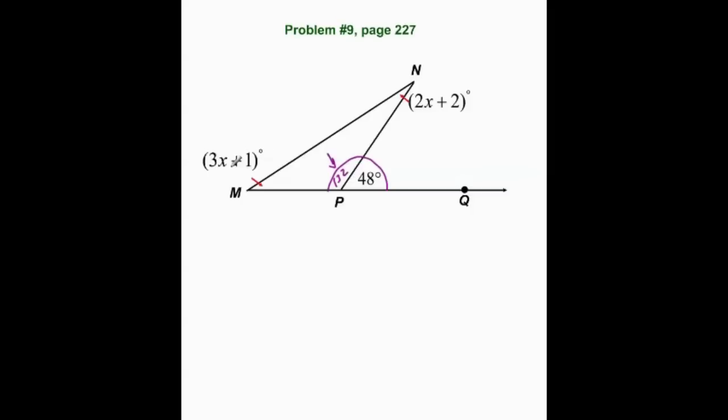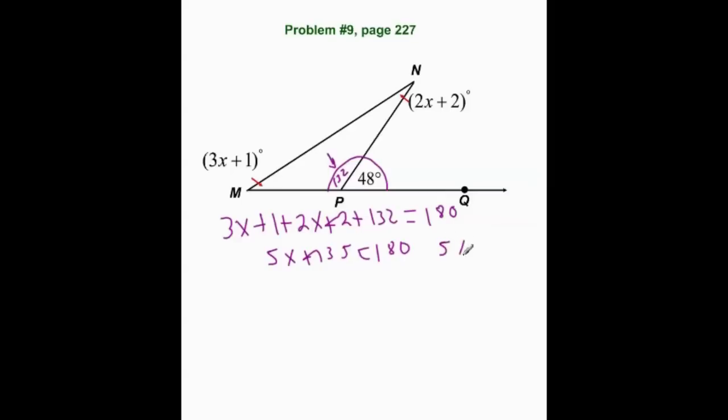Say we wanted to solve for x. So nothing new. We are using all old definitions. So I'm going to go ahead and add all this up. It is equal to 180. And I just combine like terms. So I got 5x plus 135 is equal to 180. And I just subtract 135 on both sides, so that gives me 45. So 5x is equal to 45. And of course, x is equal to 9.